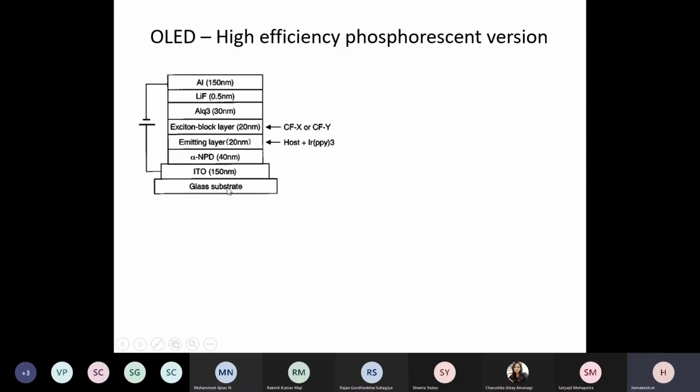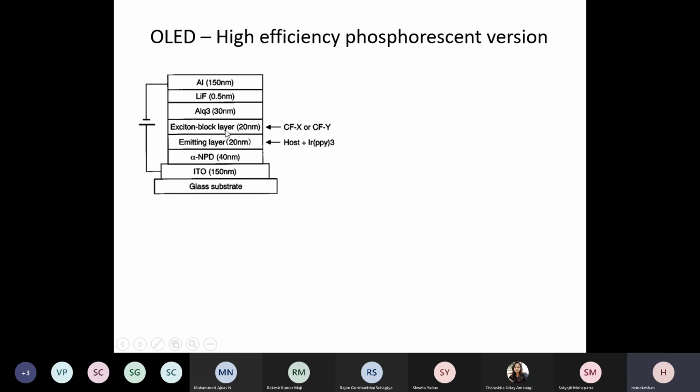The glass substrate is, of course, to have a transparent, stable support onto which you can have the indium tin oxide anode deposited. Then you have this alpha-NPD, that is the hole transport amine that we talked about. We'll say more on that in a minute, how it looks. Then you have an emission layer, which has a host molecule and an iridium complex, no longer an aluminum complex, but an iridium complex. More on that in a minute.